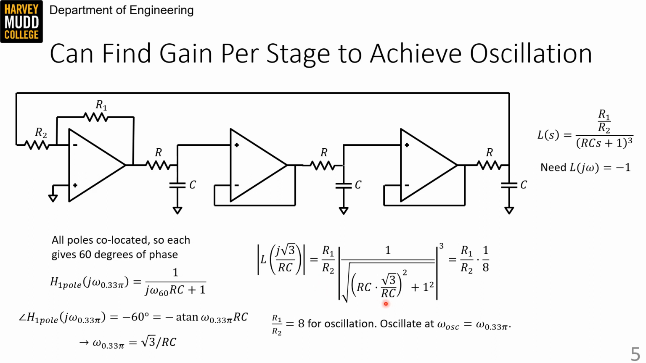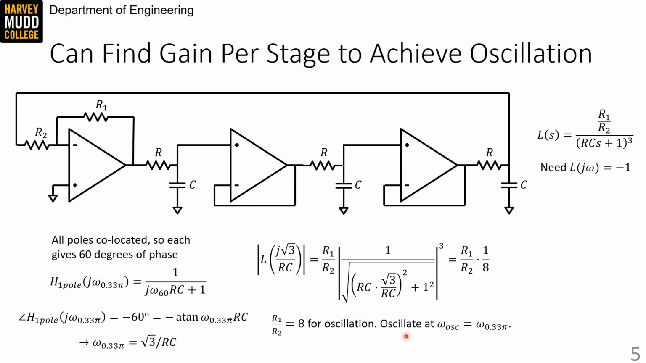So the RC in our omega pi over 3 down here cancels out with the RC in our H1 pole transfer function. And then we square this radical 3 and add it to 1 and take the square root in order to find that the magnitude per pole is 1/2, and we have 3 of them stacked on top of each other. So our overall loop gain is R1 over R2 times 1/8. That means R1 over R2 needs to be 8 for oscillation.